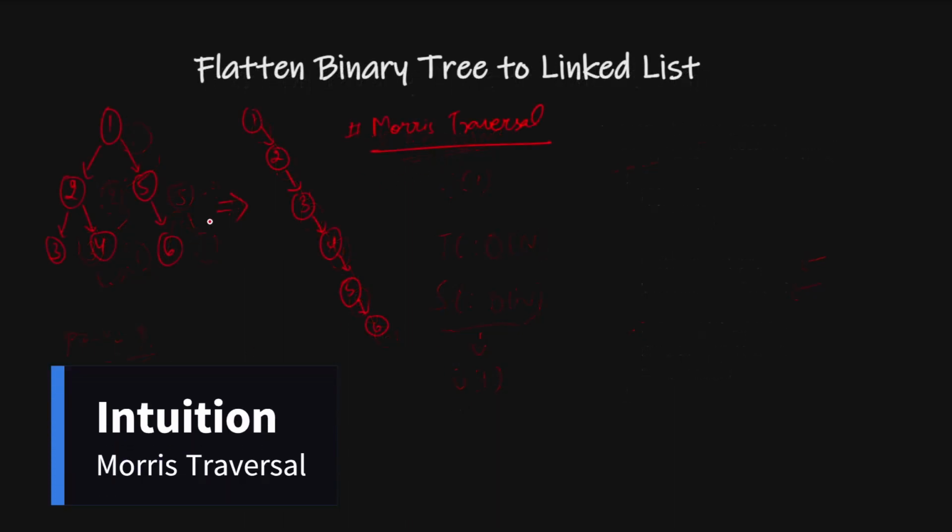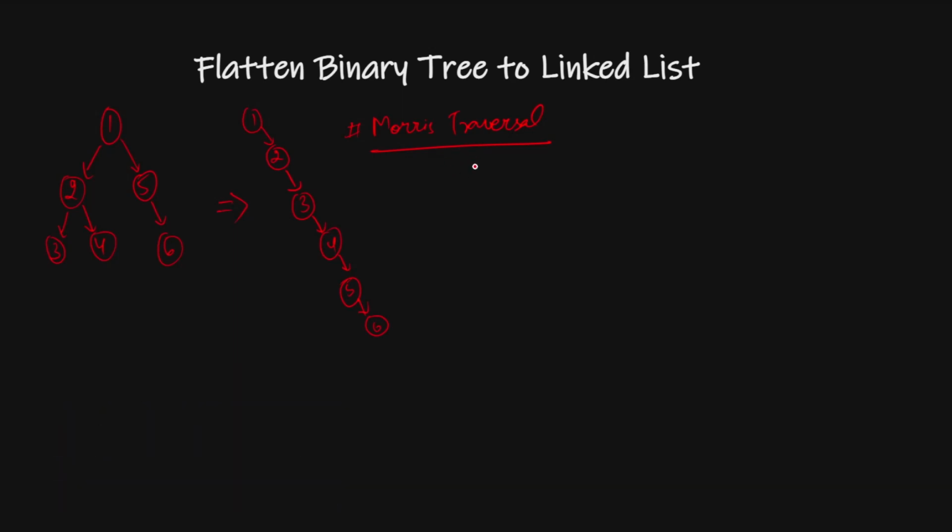So how do we solve this problem using Morris traversal? What we are doing here is taking one pointer, current, which will point to this, and one pointer, last. Last means the last node of the left subtree. So the last of the left subtree should point to what? Its current right. Right now the last of the subtree will be this 4, so this should point to this.